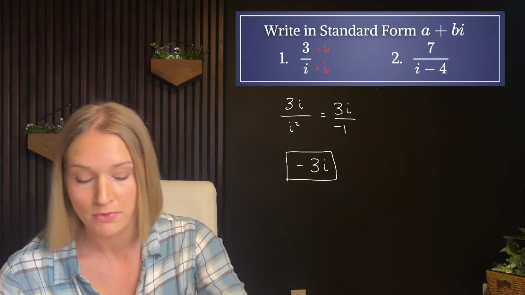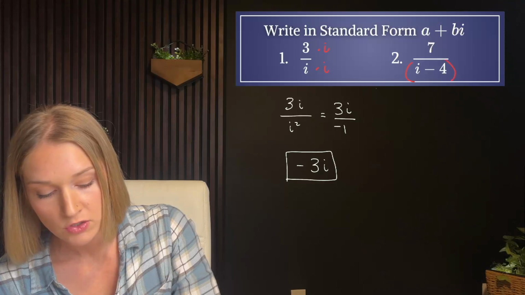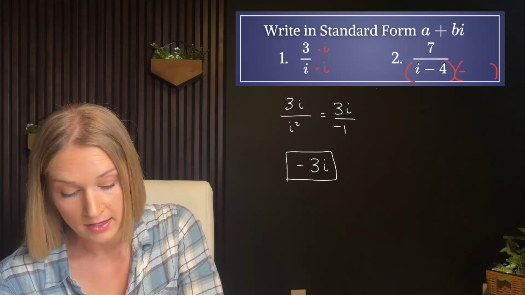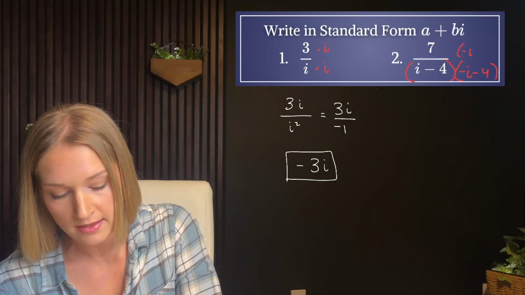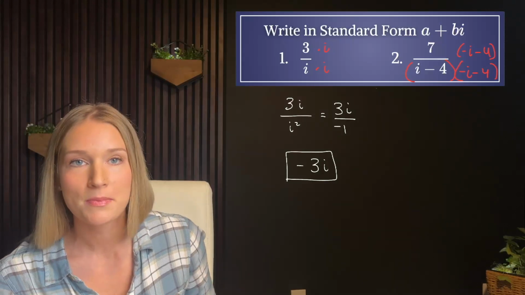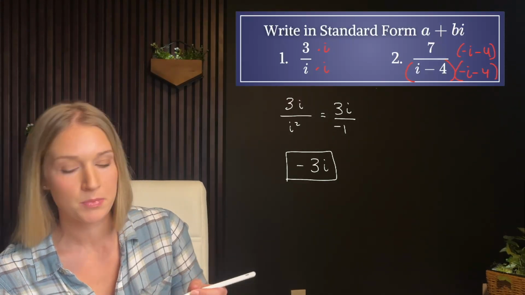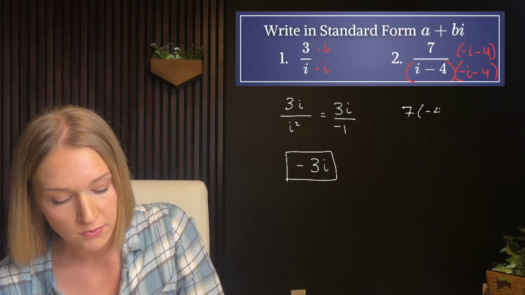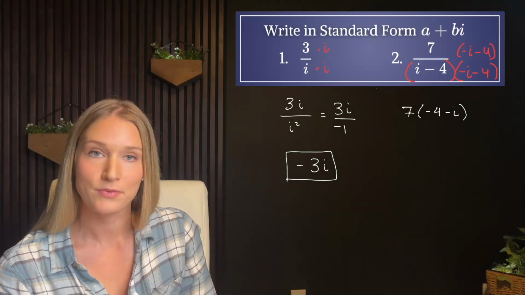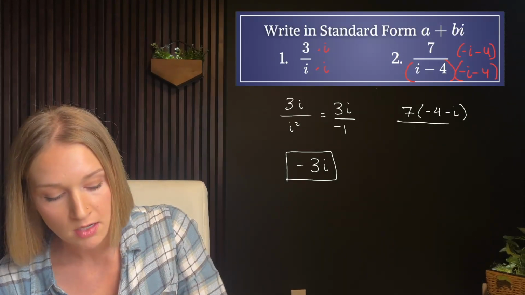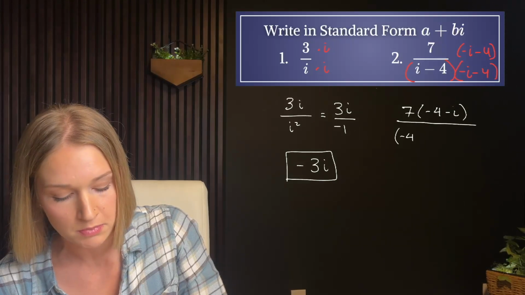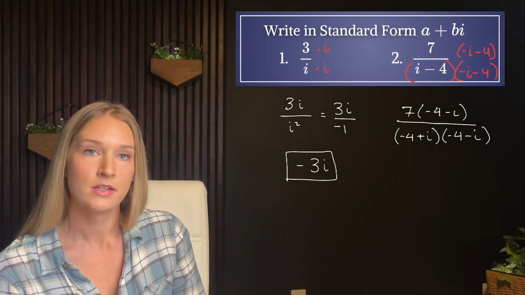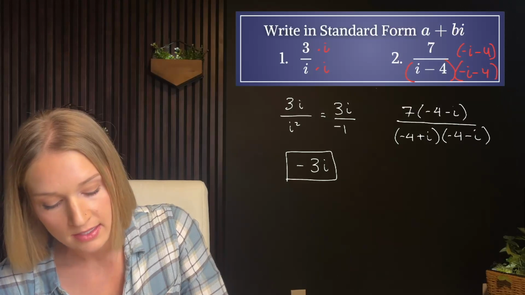We've talked about the conjugate before. That is just the same two terms, but the imaginary component changes sign. So that would be -i minus 4 in the numerator and the denominator. Now in the denominator, we do end up with the difference of squares, but it might help if we rearrange those two. So I'm going to rewrite this as 7 times -4 minus i. I'm just rearranging that real component and the imaginary component. And in the denominator, I'm going to rewrite that as -4 plus i, and the other term is -4 minus i. So in the numerator, I distribute that 7, and that's not so bad.